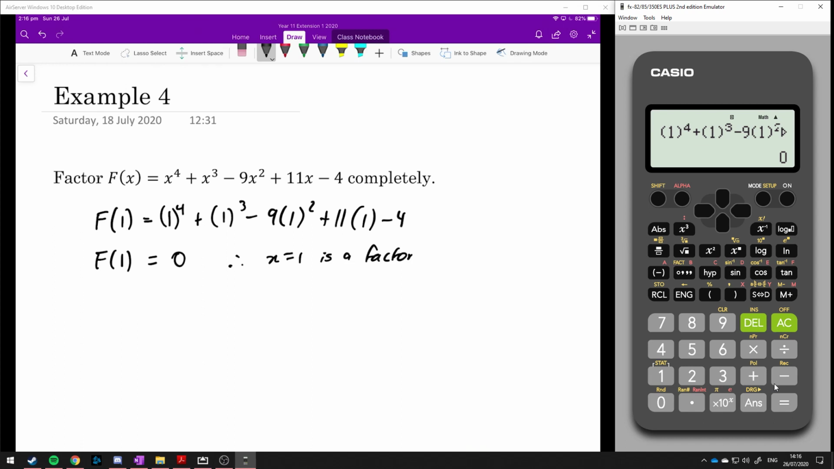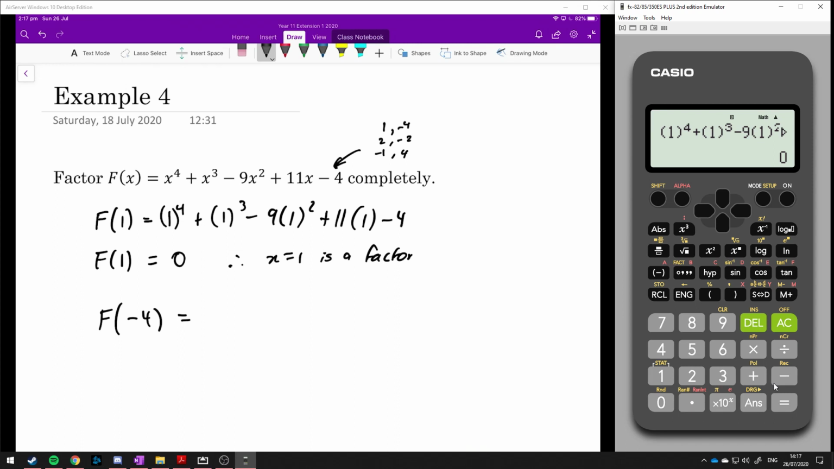Okay, let's try another one. Let's try f of minus 4. Remembering that all of the possible factors are going to have to be factors of the constant term here, so 1 and minus 4, 2 and minus 2, and minus 1 and 4. Those are all your possible factors.